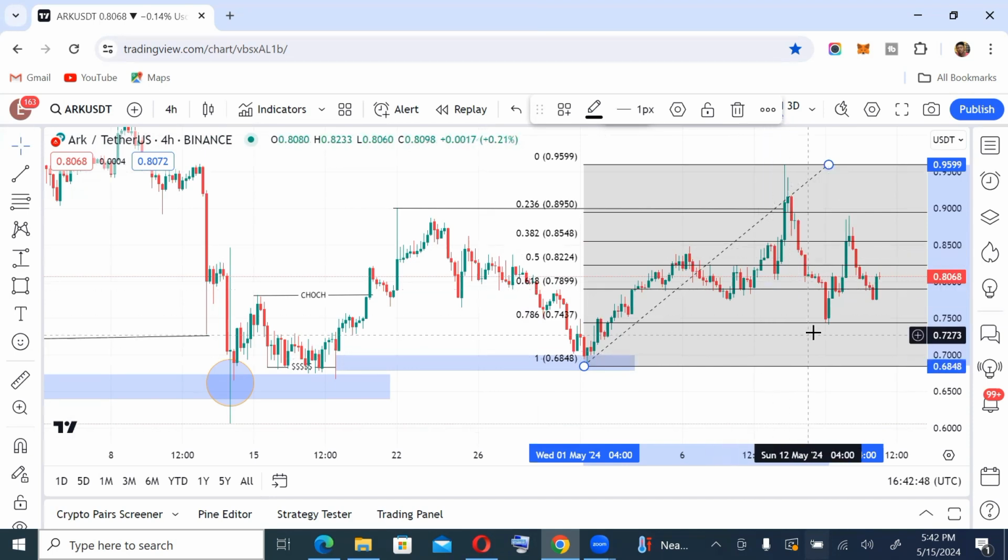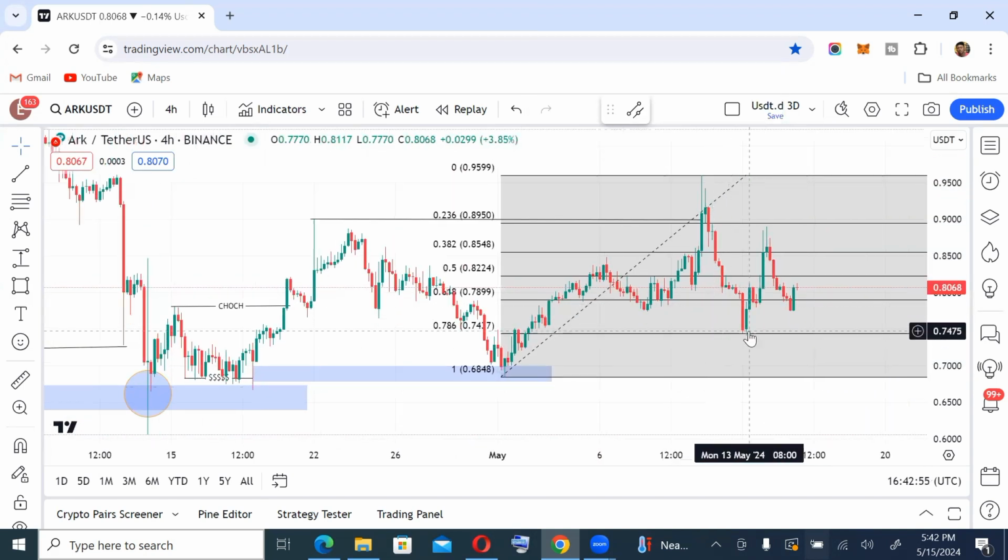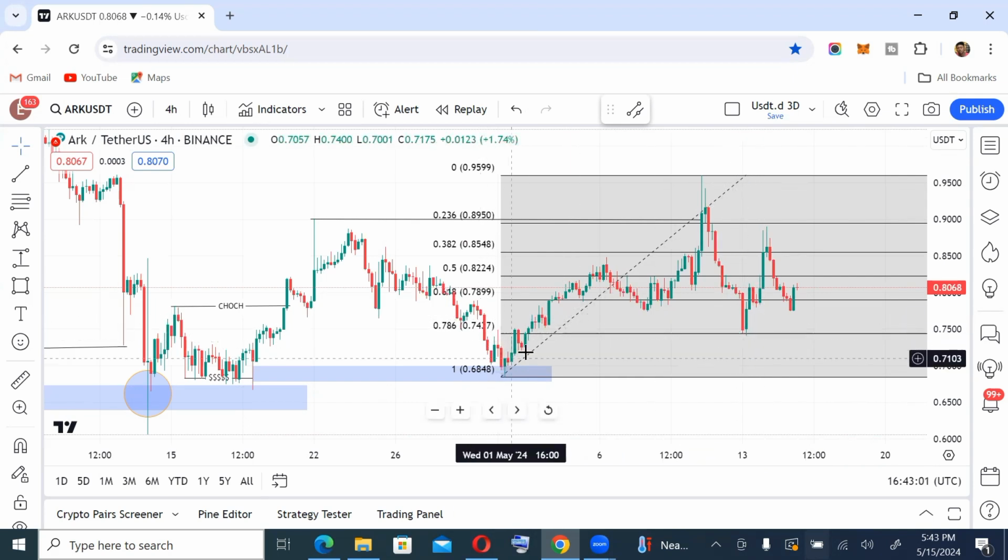Boom. You see our fib is telling us it has touched 0.786. This is optimum entry. So from here now, we can take this as a reaction. All of these things here is our order block.